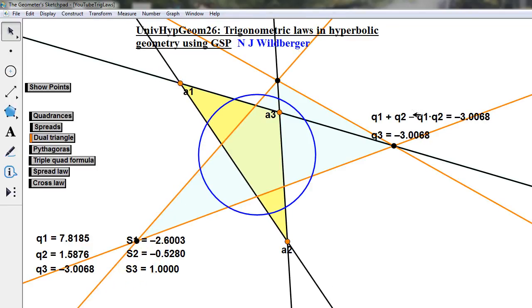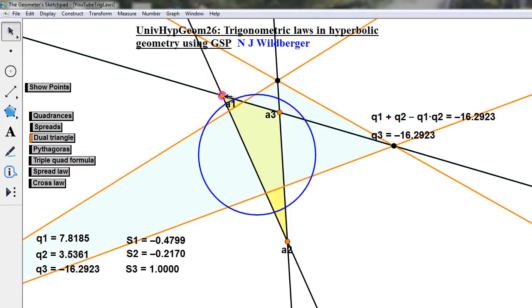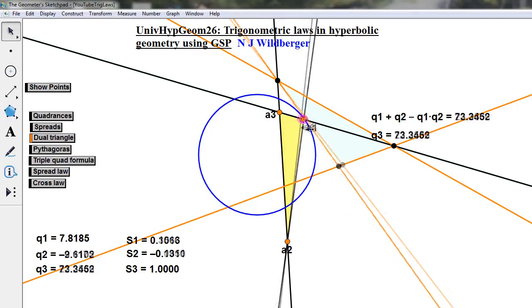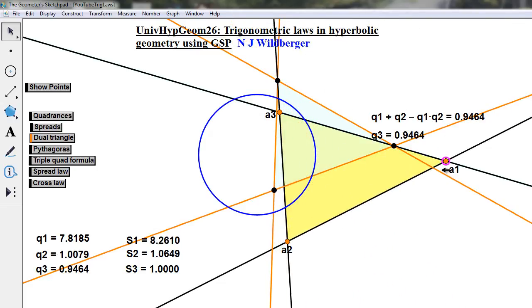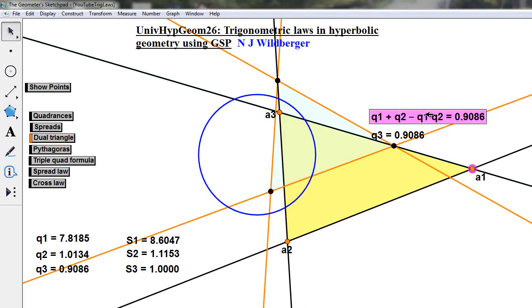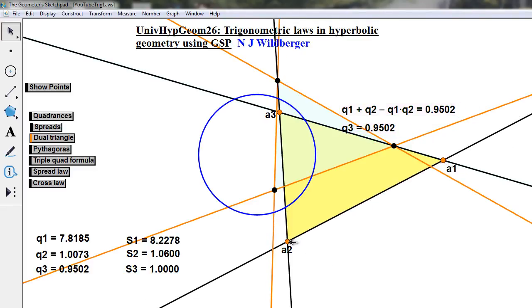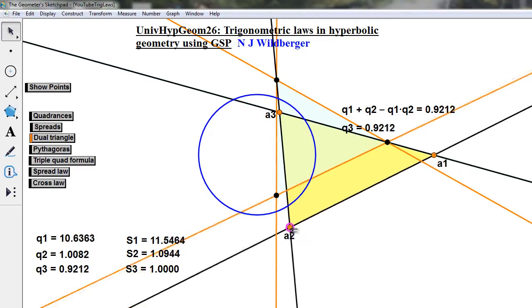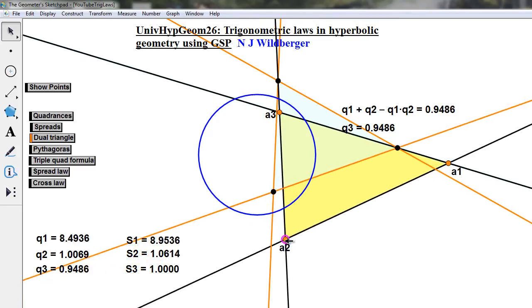And now you can see that in fact Pythagoras' theorem holds exactly. To 4 decimal places, Q3, this quadrance here, really is Q1, this quadrance, plus Q2, this quadrance, minus the product Q1 Q2. So we're seeing Pythagoras' theorem working here. We can even go on the other side, it doesn't matter. Anywhere we go, these two numbers are the same. And we can move this point as well, because that's not going to change the perpendicularity.